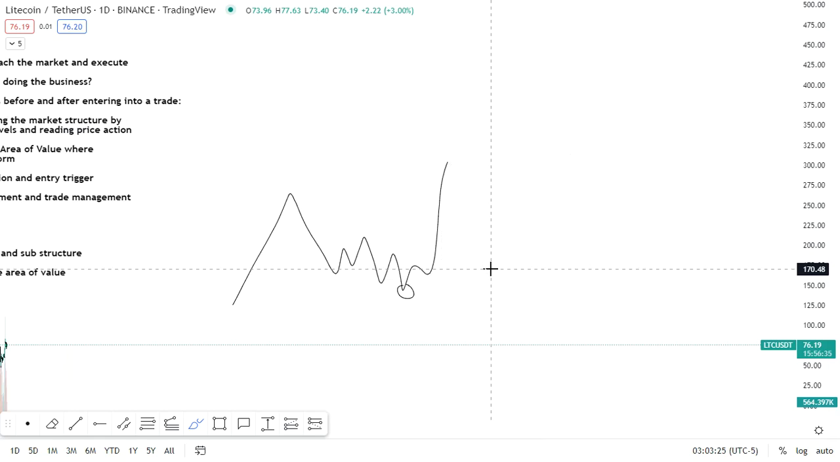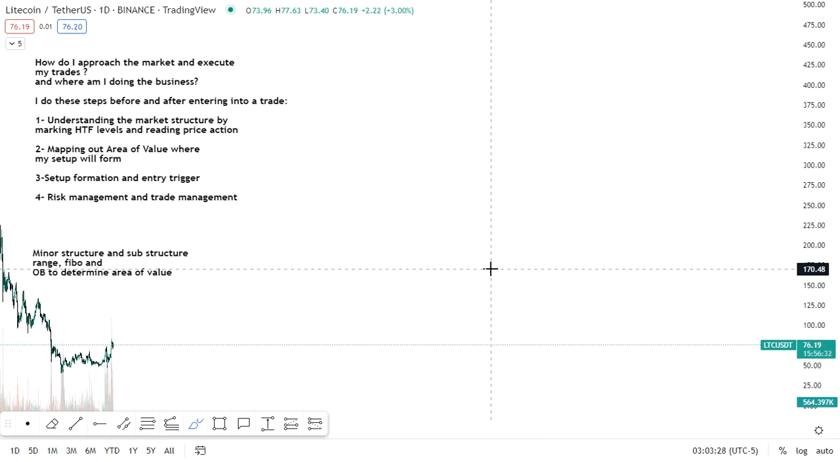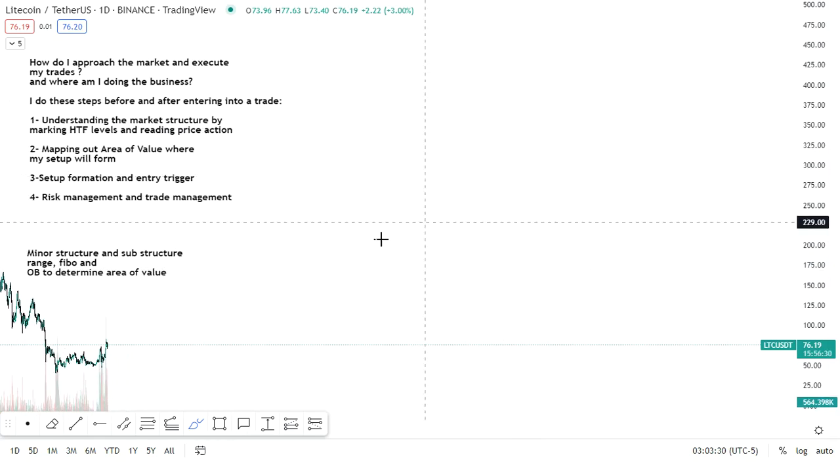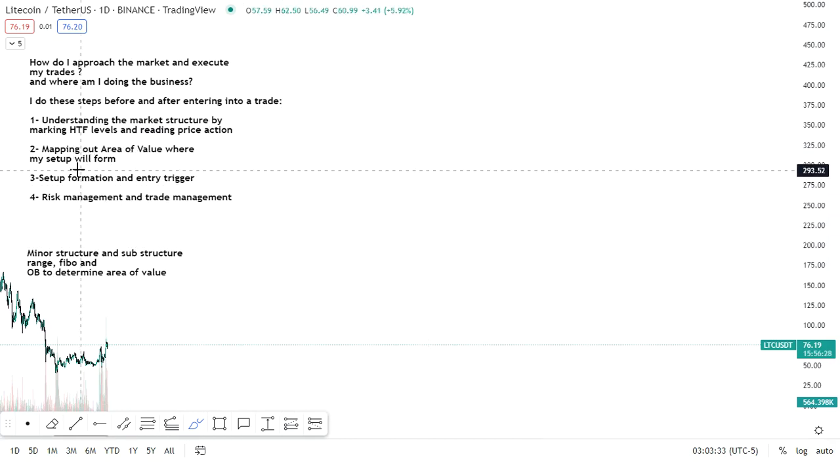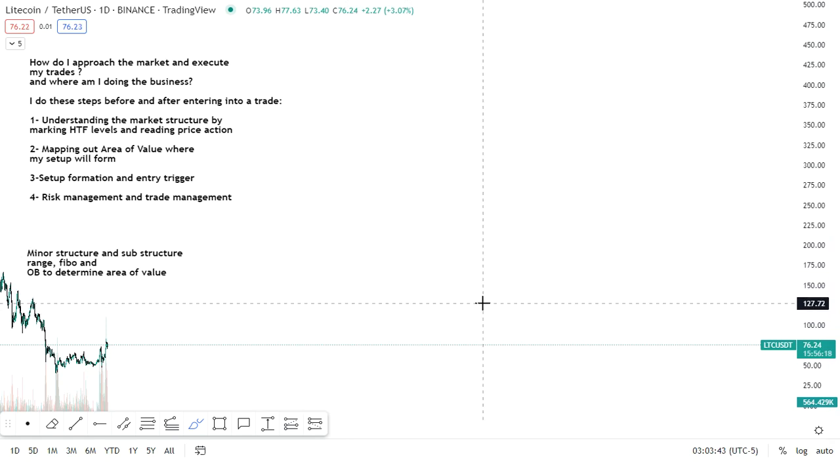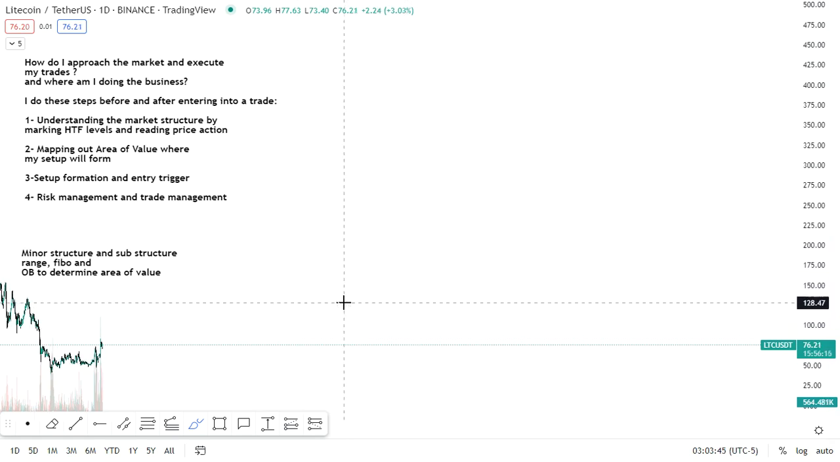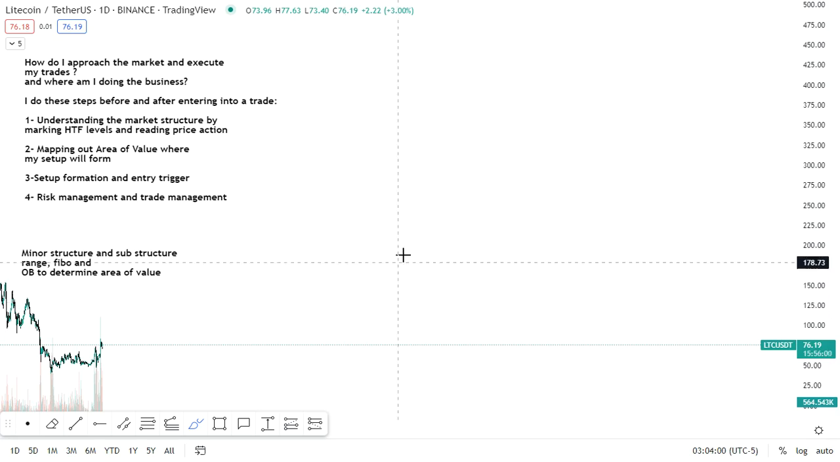So once you have determined the market structure and, for example, you understood that the market is bullish, you should go to the second step, mapping out area of value where my setup will fall. So area of value is the place that you must be waiting for the price to reach, so that you will get a higher risk to reward, and that's the area that you should be waiting for your setup to form and enter into a trade.